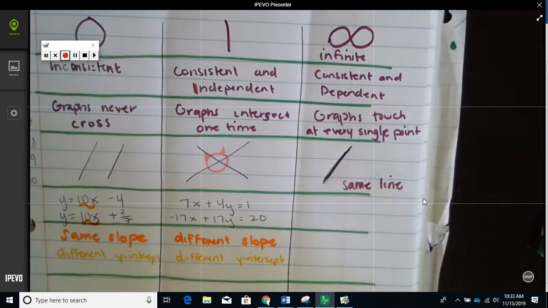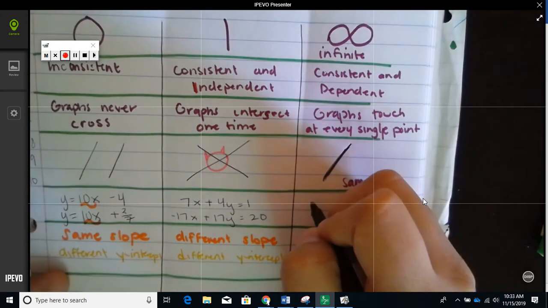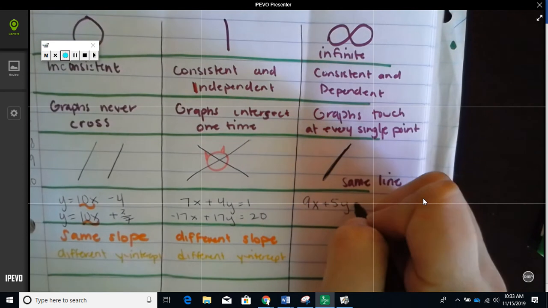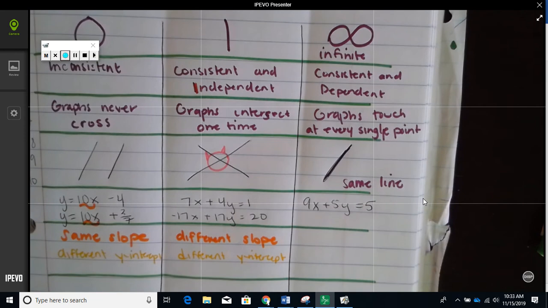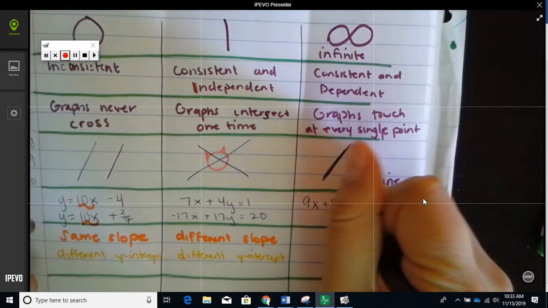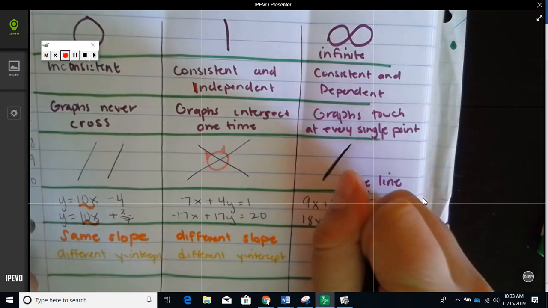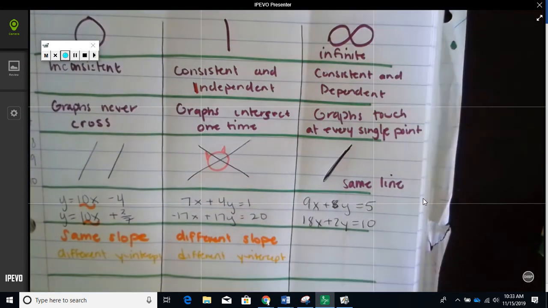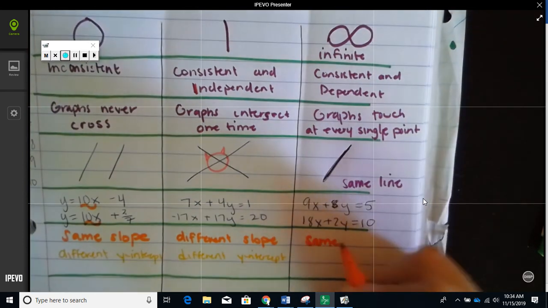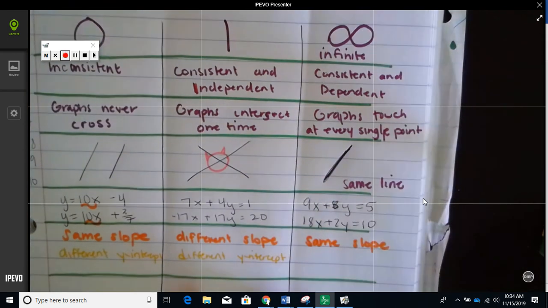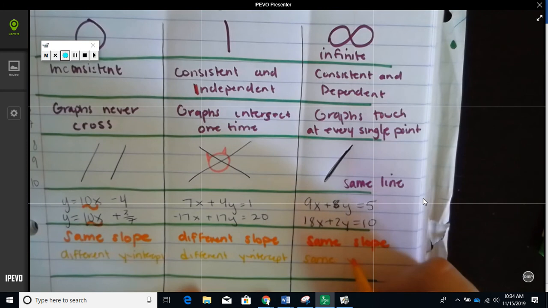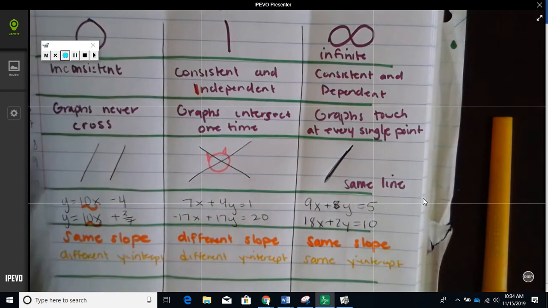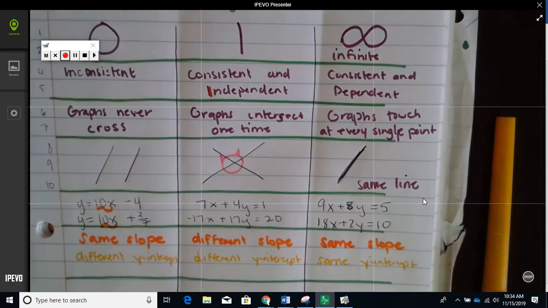Now, if you solve it, you'll see that they're the same line. It was 9x plus y equals 5. Sorry, I messed up. This one here has the same slope, has the same y-intercept. Same everything. If you're watching this video, you can pause it, make sure you have all the notes.